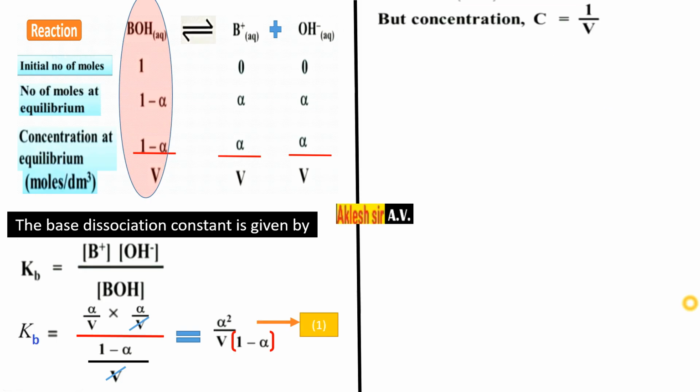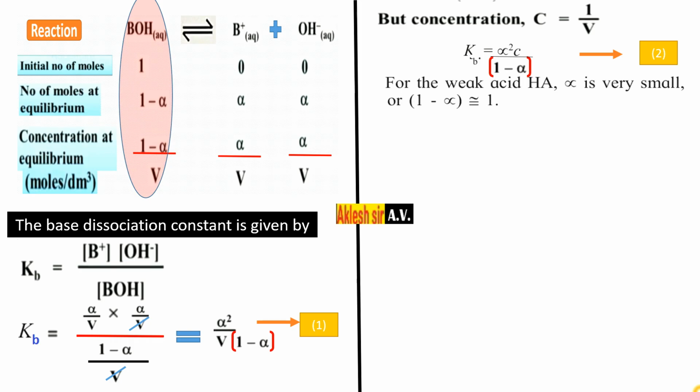But the concentration is C equal to 1 by V. So instead of 1 by V, we will write C. So the formula will be Kb is equal to alpha square C, and the remaining is 1 upon 1 minus alpha, and this is equation 2.